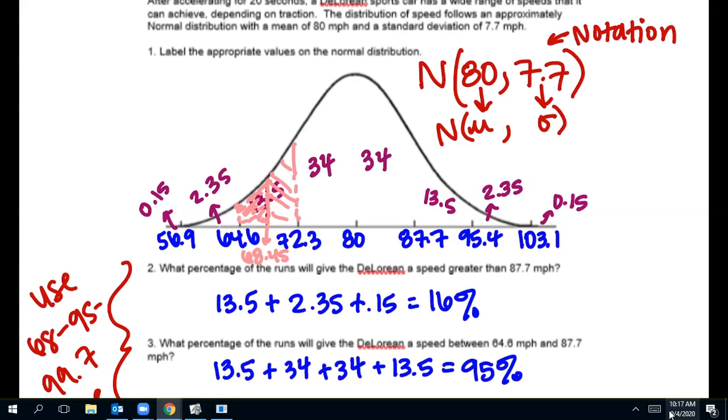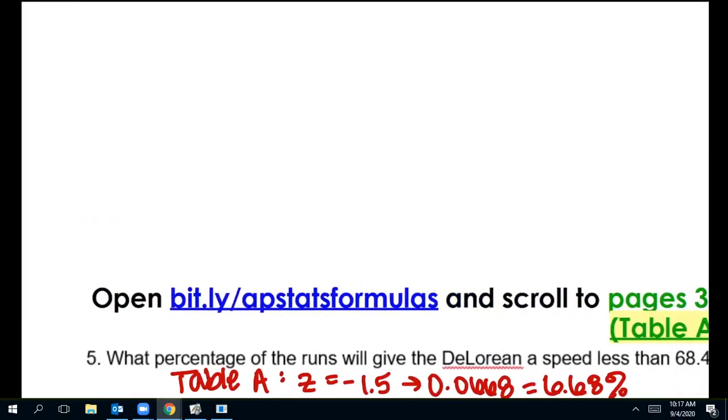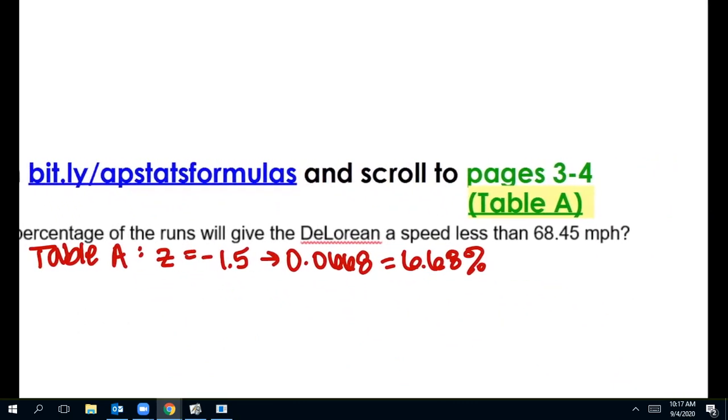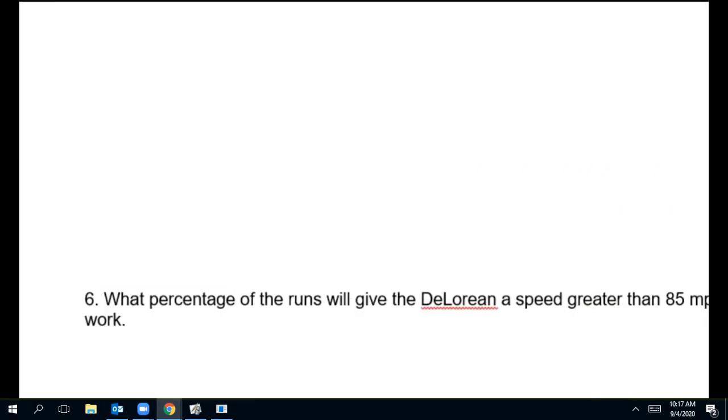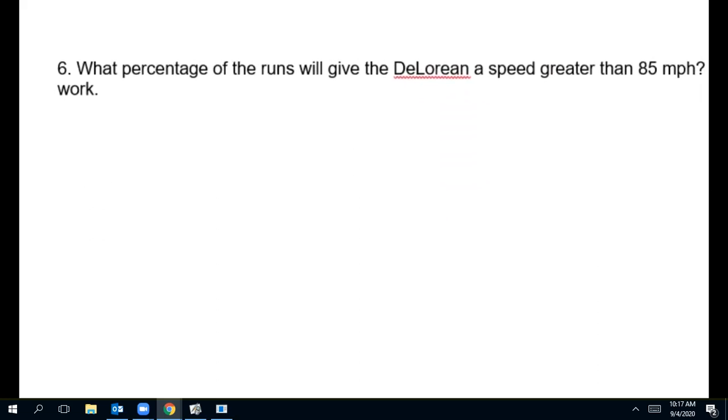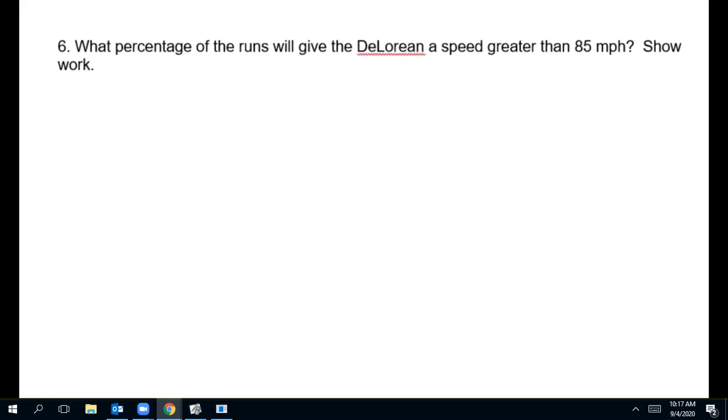What we're going to do is number 6 together now. I'm going to model how we do number 6 for you, and then we'll pause the video and let you finish 7 and 8. Okay, so first thing I like to do is set up a probability statement. I think it helps me figure out what the question's asking. So for number 6, what percent of the runs will give the DeLorean a speed greater than 85 miles per hour? So I like to write P of X is greater than 85.